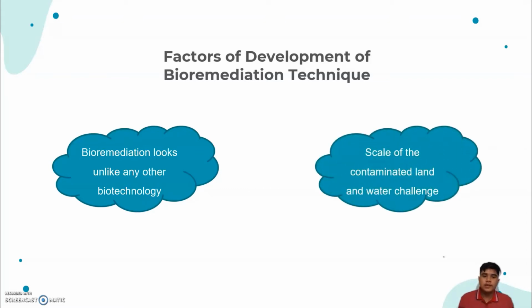Next is the scale of the contaminated land and water challenge. As reported by European Environmental Agency, about 3 million sites is being polluted due to the numerous polluting activities, in which about up to 8% of it is very contaminated and need to be remediated. Next is the groundwater contamination is the most serious problem, as it cannot be seen. However, due to the numerous accidental spillage and unsatisfactory disposal, a proper remediation technique need to be used in order to sustain and improve the quality of the water.